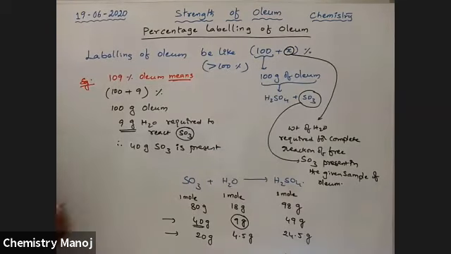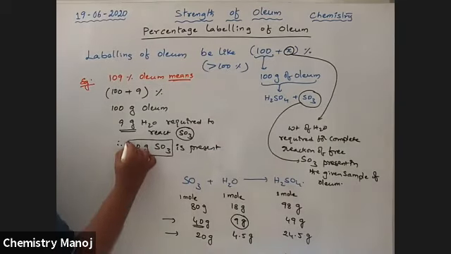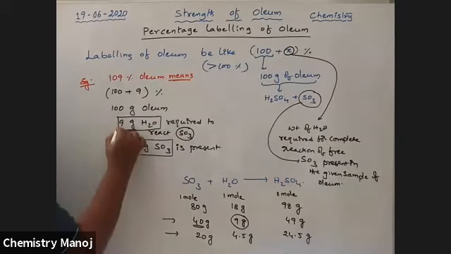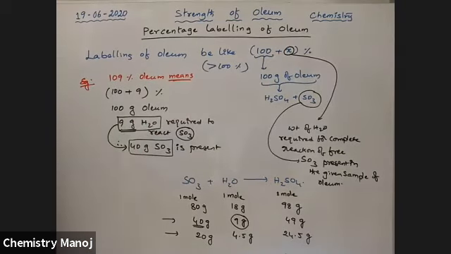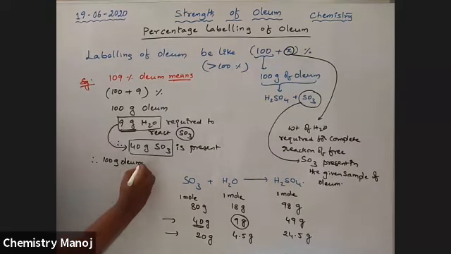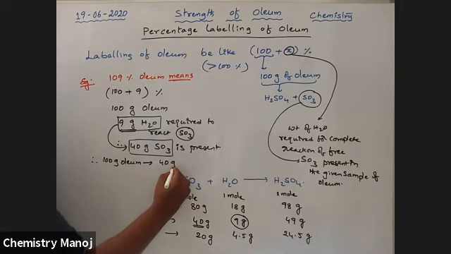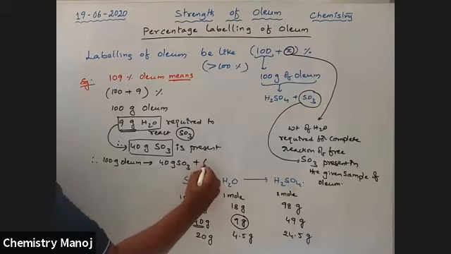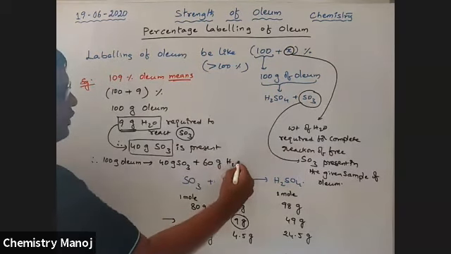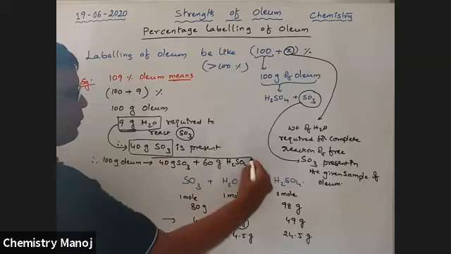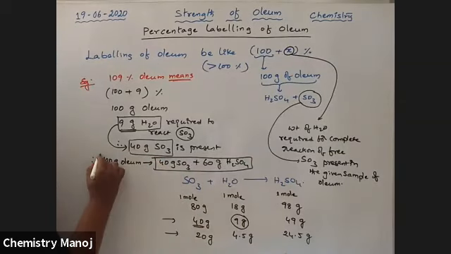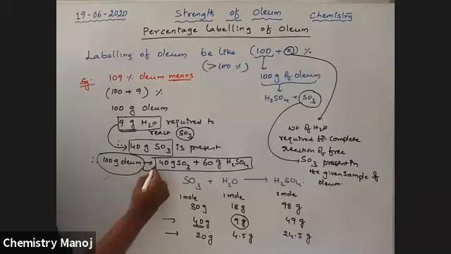40 grams SO3 is present. So 9 grams water means 40 grams SO3. Therefore, 100 grams oleum contains 40 grams SO3 plus, no doubt, the remaining 60 grams H2SO4. This is nothing but 100 grams oleum.